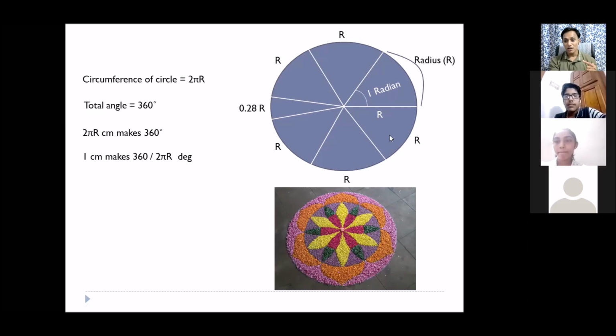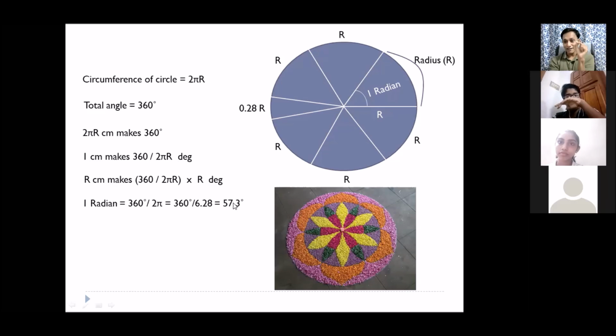Now, once you have got 1 centimeter of circumference, 1 centimeter arc makes this much angle. So how much will r centimeter make? Into r. 40 by 8 into 3. This is the same. Do you get this? So this r and r will cancel, and you will get 360 by 2 pi. 360 by 2 pi is 360 by 6.28, which is 57.3. Slightly less than 60. This is not 60. Why? Because this is not divided into 6 equal pieces. There is 0.28.